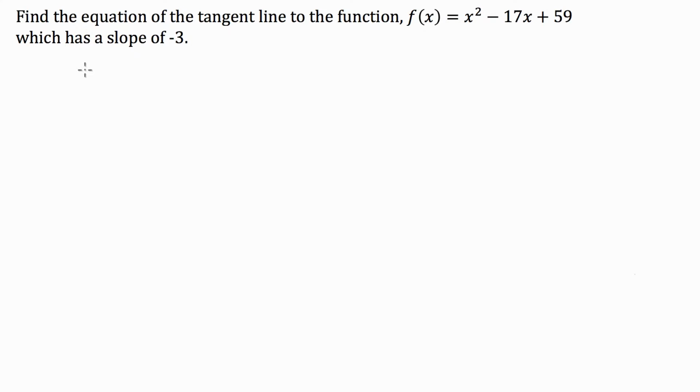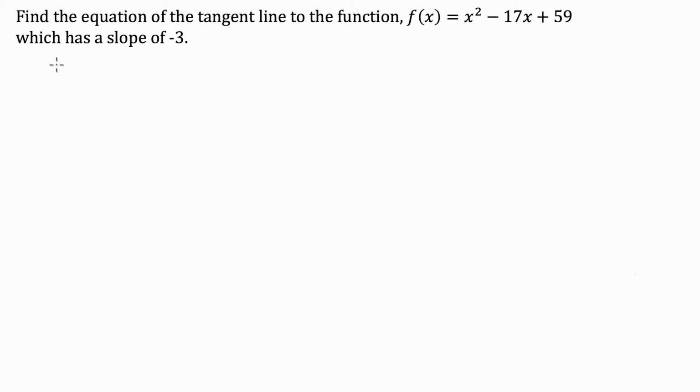Okay, so we're asked to find the tangent line to this quadratic, which has a slope of -3. So basically, we're asked to find a linear function with a gradient of -3, which touches this quadratic at only one point. So to start with, we're going to have to find the x value in this quadratic which gives us a gradient of -3.